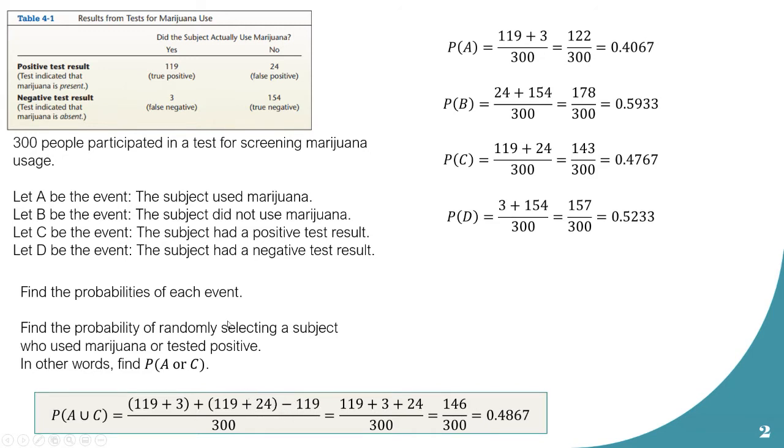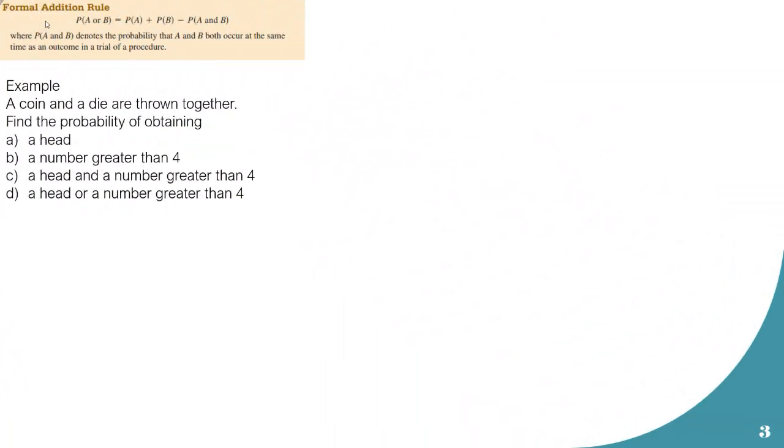Another way to have done this would have been to simply say, well, the people who meet this criteria are the numbers here, here, and here, right? We want the people who test positive or use marijuana. So that's these people and these people here. And so you could simply have said, well, 119 plus 3 plus 24. So just pay attention to this, right? And see that these are equal. In the end, you get 146 out of 300, which is 0.4867.